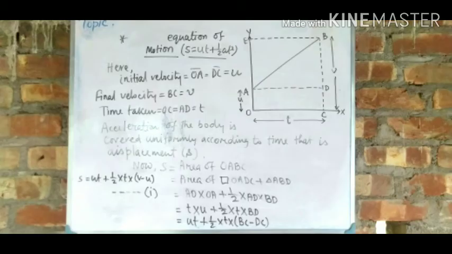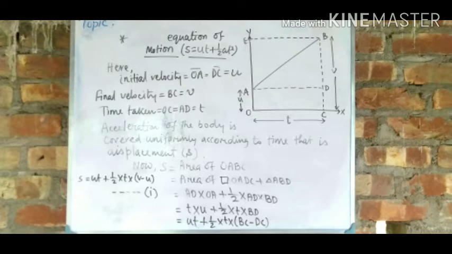Now we discuss the second equation of motion. Our second equation is s equal to ut plus half at square, where s is the displacement of the body, u and t are the initial velocity and the time taken by the body, and half at square means the acceleration and the time taken. From the graph, OA or DC is the initial velocity, BC is the final velocity, and AB is the moving of the body according to its acceleration and uniformly according to the time, which is known as the displacement.